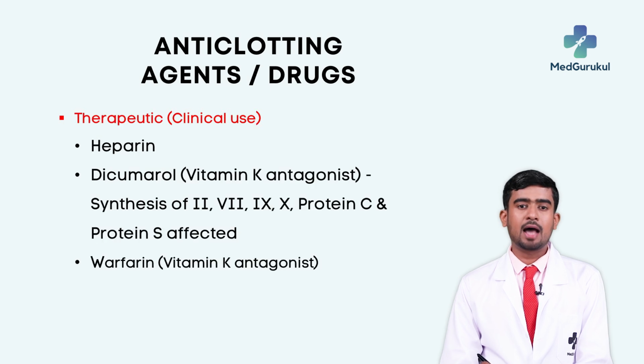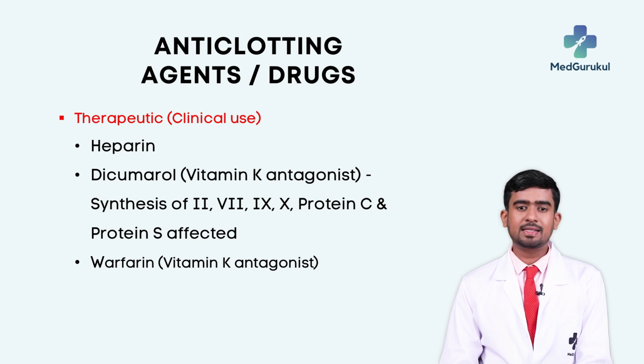And finally, the last class of anticoagulants is the therapeutic anticoagulants, which are given to the patient, that is either consumed orally or given as IV or subcutaneously, so as to prevent the onset of various thromboembolic disorders as well as for the treatment of various thromboembolic disorders. The therapeutically used anticoagulants are heparin, and dicumarol, which is a vitamin K antagonist, and we will understand in detail how it is acting.